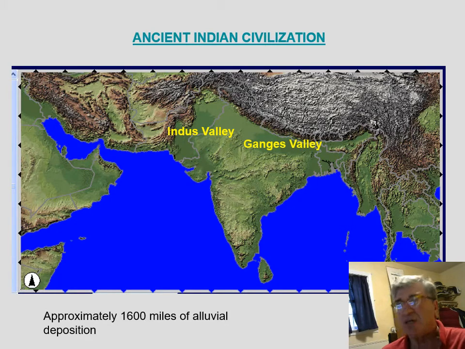And it's based on the two great alluvial fans. We have the Indus River, which is modern-day Pakistan, and the Ganges system to the east. And when you combine the two, it's about 1,600 miles of alluvial deposition. So you have the potential for rich agriculture, but there are various factors involved in this as well.